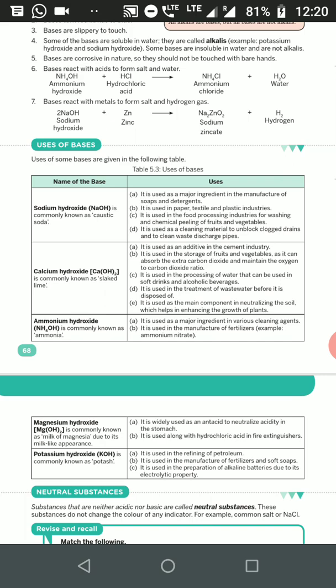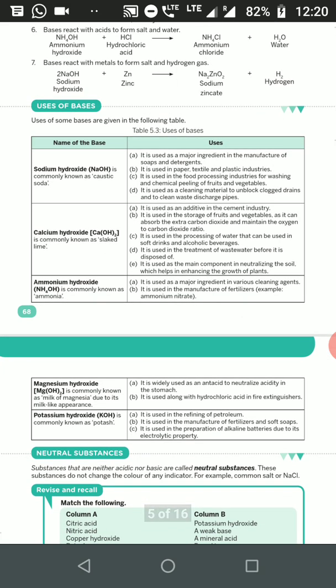Next, magnesium hydroxide. Magnesium hydroxide can also be called milk of magnesia, because of its milky appearance. It is used as an antacid to neutralize acidity. So it is an antacid. Antacid means if there is an acidity problem in the stomach, you have to use a medicine called an antacid, so that it can neutralize the acid. That is magnesium hydroxide. It is used along with hydrochloric acid in fire extinguishers.